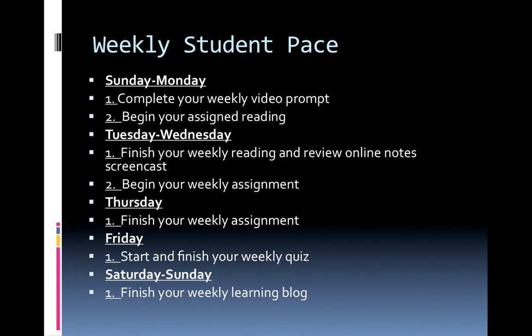Tuesday or Thursday, they will finish their weekly reading. They'll review their online notes and screencast again. They will begin their weekly assignment. By Thursday, they should finish their weekly assignment. Friday, they will start and take their weekly quiz. They will have 2 attempts at this quiz, and I will take a composite score of both attempts. And Saturday or Sunday, they will wrap up the week with the summative weekly learning blog. This process will be repeated for the 11 weeks of trimester 1, and then week 12 will be the trimester 1 final exam.